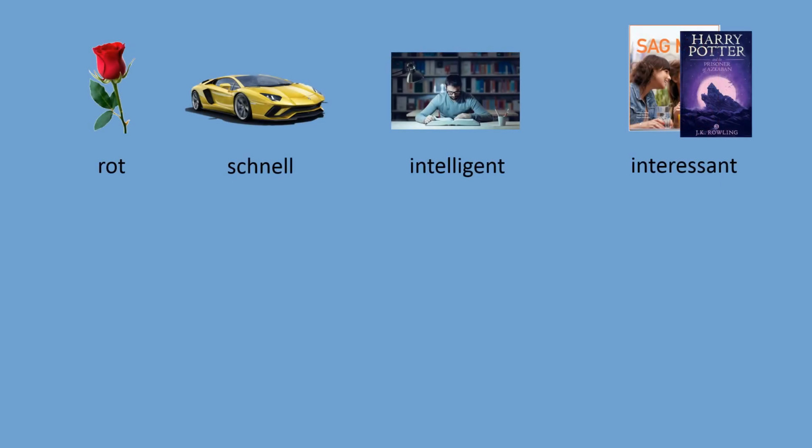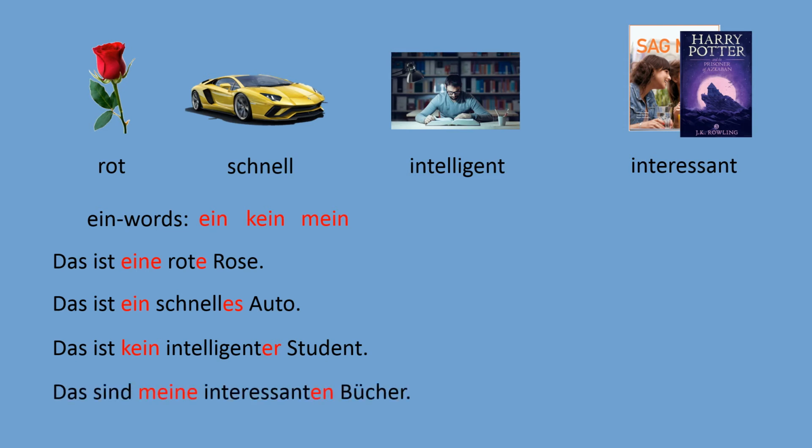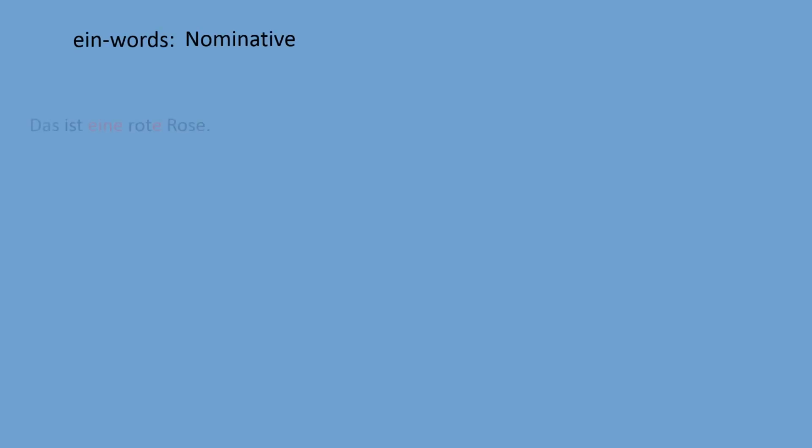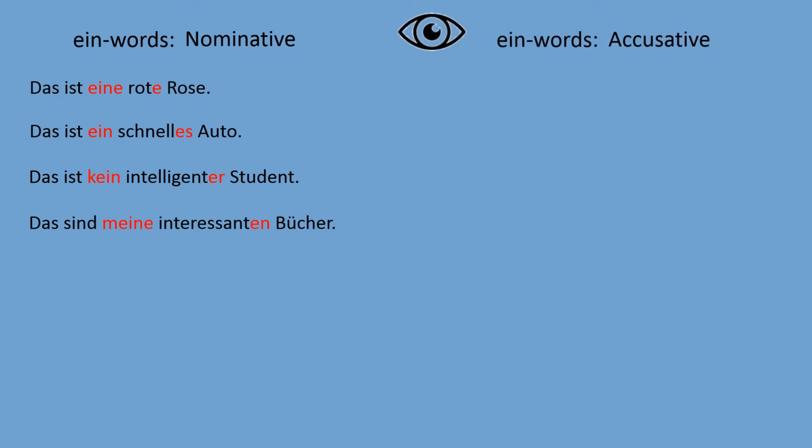Okay, so how does it work with ein-words in accusative case? Ein-words are indefinite articles, negation kein with different endings, and possessive adjectives: mein, dein, sein, ihr, unser, euer, ihr. So you remember this. Das ist eine rote Rose, das ist ein schnelles Auto, das ist kein intelligenter Student und das sind meine interessanten Bücher. We used these sentences in the nominative case. Let's change them. Let's use these nouns in accusative case. And how can we do it? Again, through the process of seeing them.